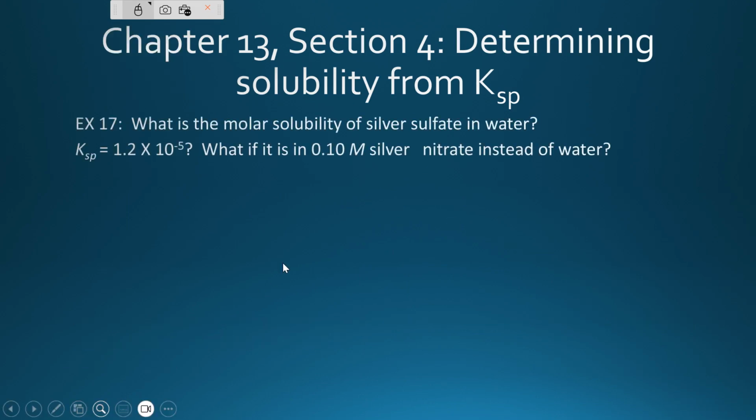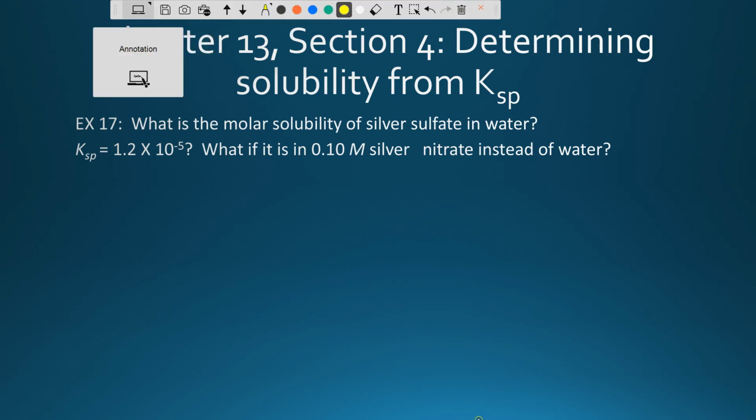I have just 3 more problems for you with this. We want to know the molar solubility of silver sulfate in water, first of all, and then what if I don't use water, and instead dissolve it into silver nitrate? So there are 2 parts to this. Let's take a look at the water component first. This will follow exactly what we were doing before.